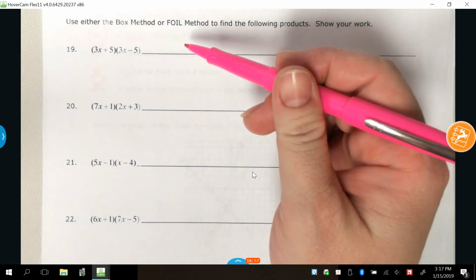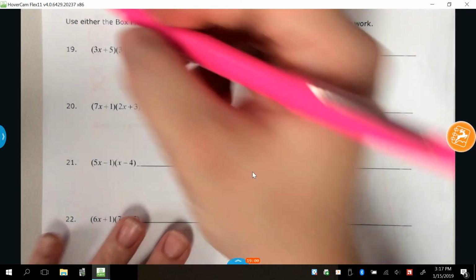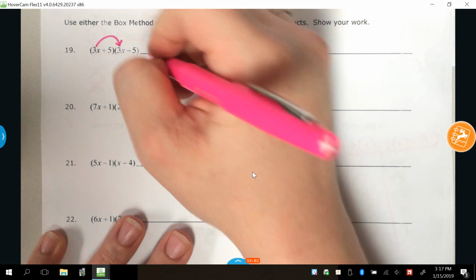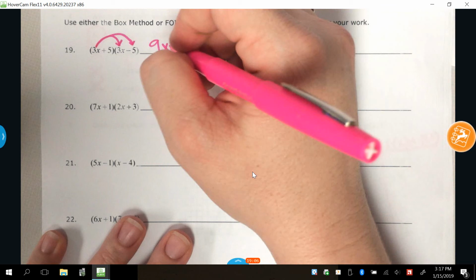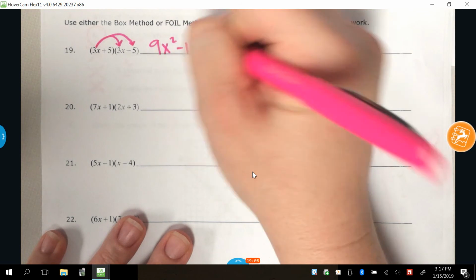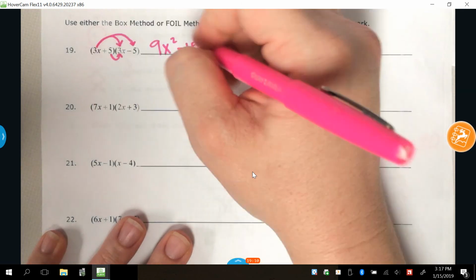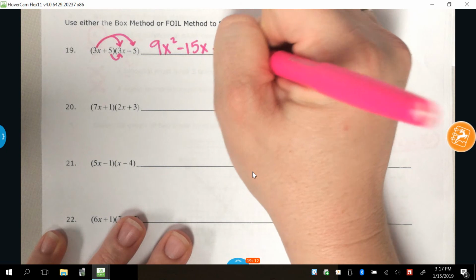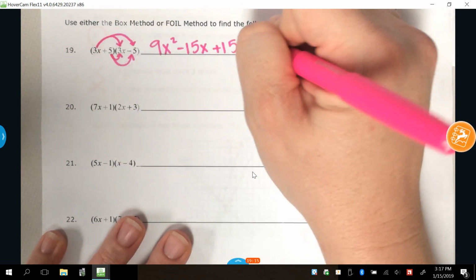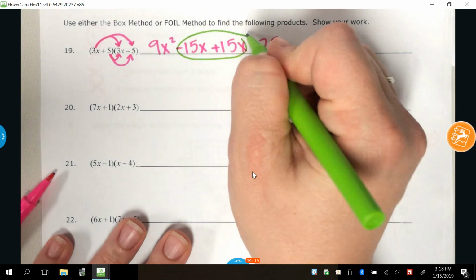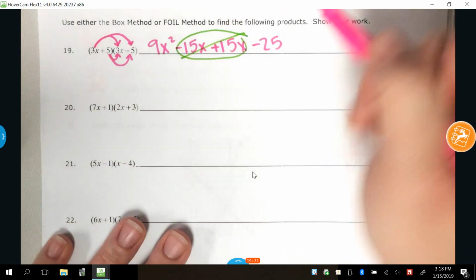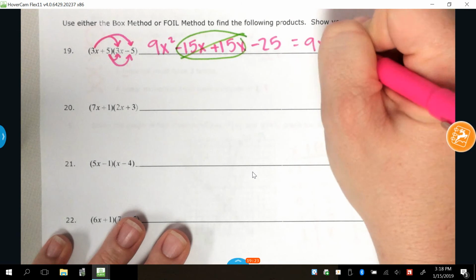I'll do FOIL, box. Okay, so 3x times 3x is 9x squared. 3x times negative 5 is negative 15x. 5 times 3x is positive 15x. And 5 times negative 5 is negative 25. The middle two terms cancel, and you get 9x squared minus 25.